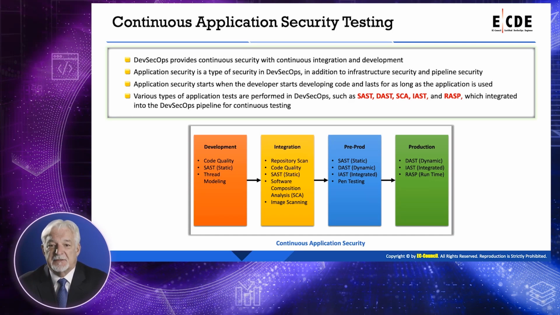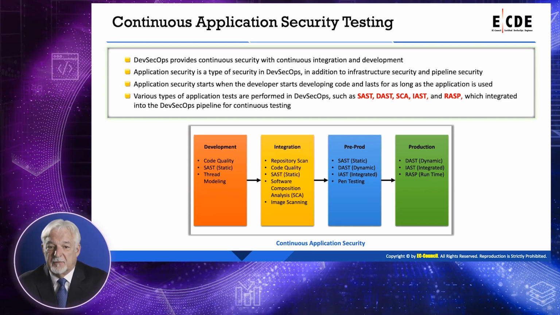Application security starts when the developer starts developing code and lasts for as long as the application is used. Various types of application tests are performed in DevSecOps, such as static, dynamic, source code analysis, interactive, and runtime application security. You're looking at the performance of what's going on in there. These are all integrated into the DevSecOps pipeline for continuous testing.